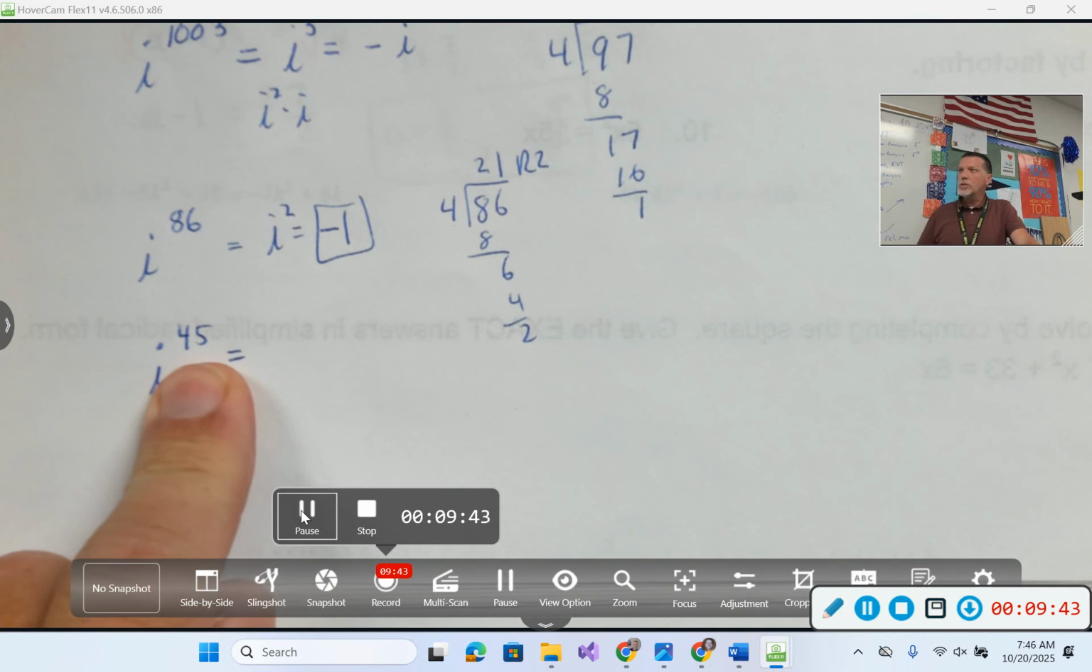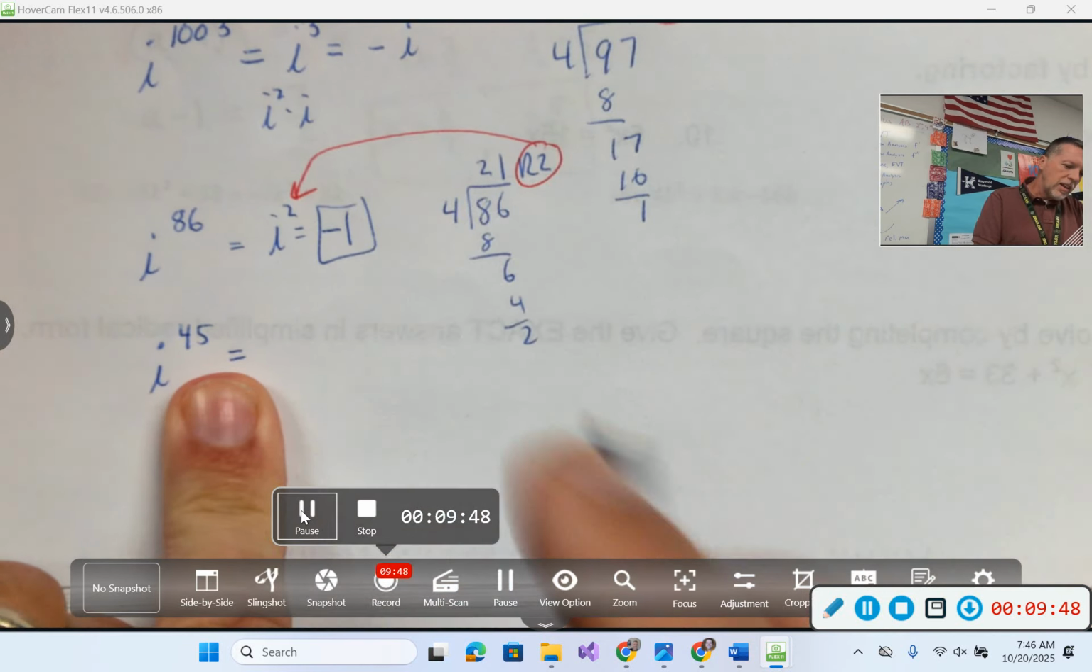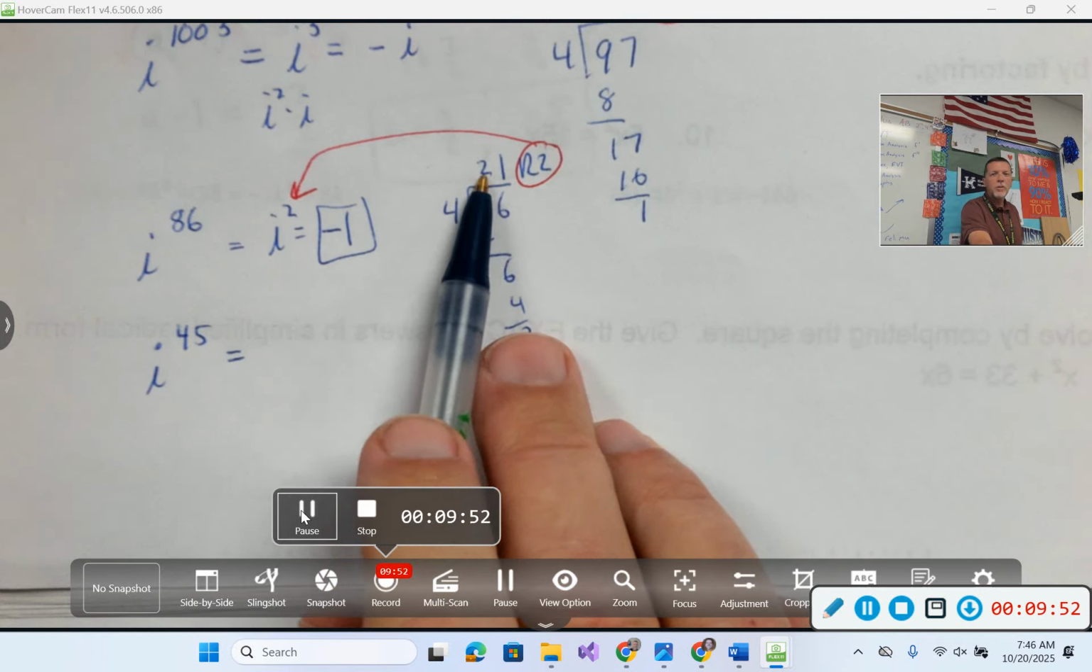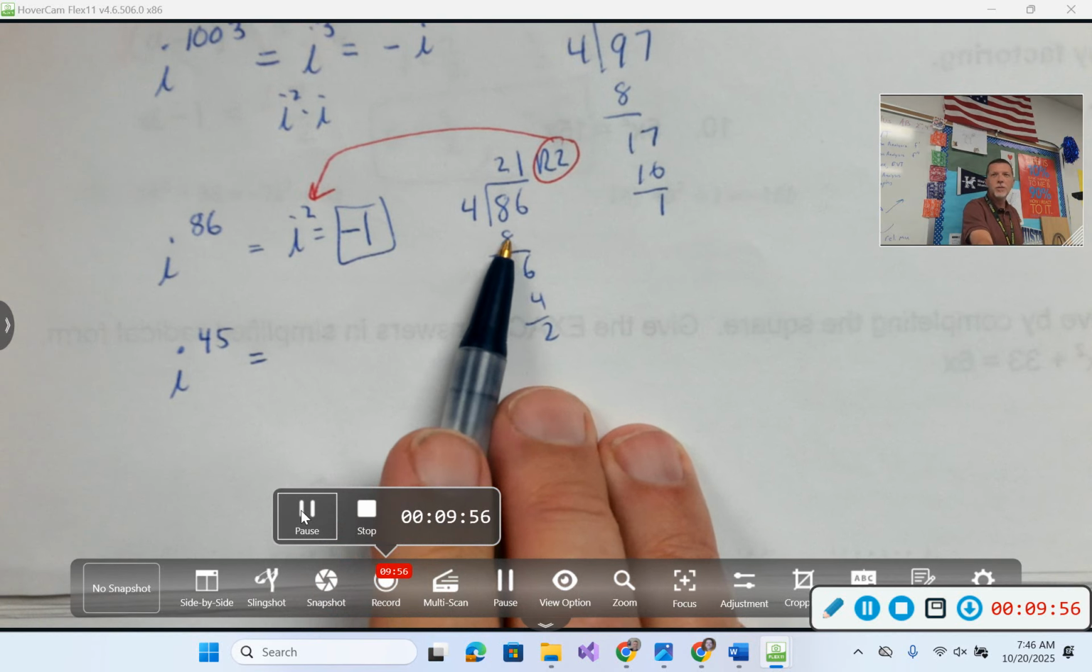Do you only use the remainder? Because i to the 21st, 21 i to the 4th is going to be 1, because i to the 4th is 1. So you only need the remainder.